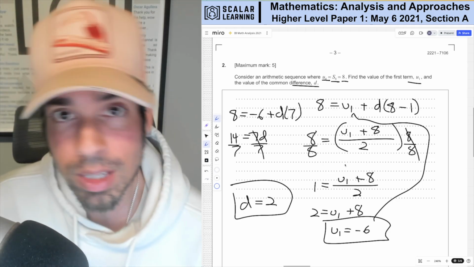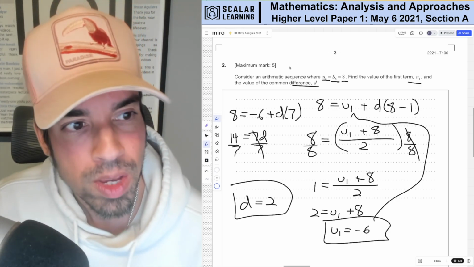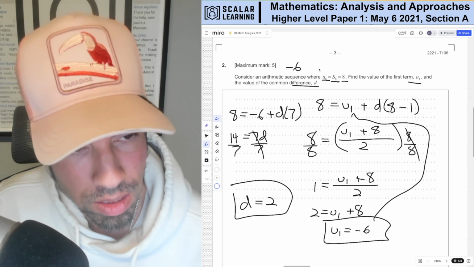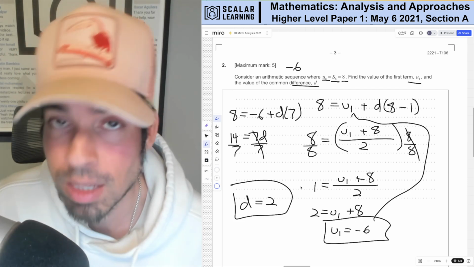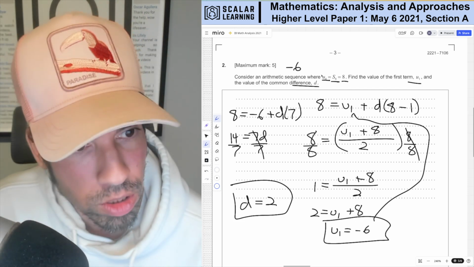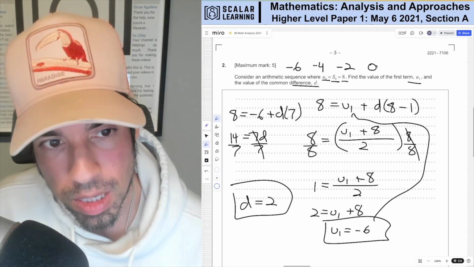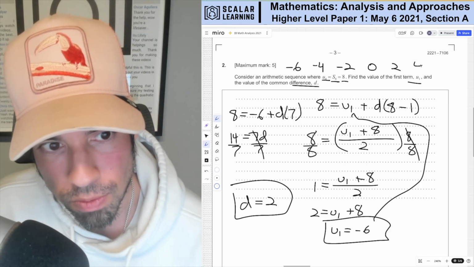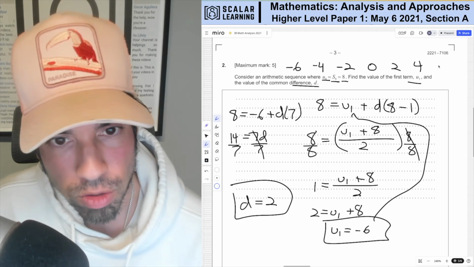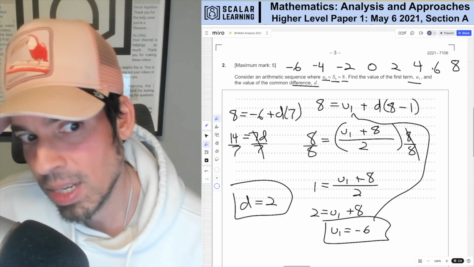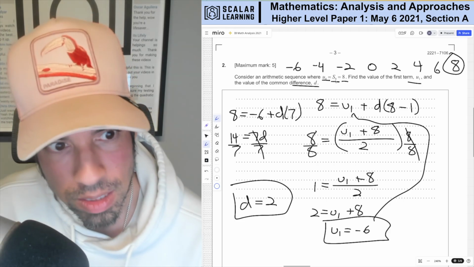Now, just for fun, let's think about this. Does this make sense? Well, with the common difference, we have negative 6. The next term would be plus 2. That's how the common difference works for an arithmetic sequence. So negative 4, negative 2, that's the third term. 0 would be the fourth term. Then we got 2, 4, that's the sixth term, seventh term, and eighth term. And as you can see, the eighth term is indeed 8.